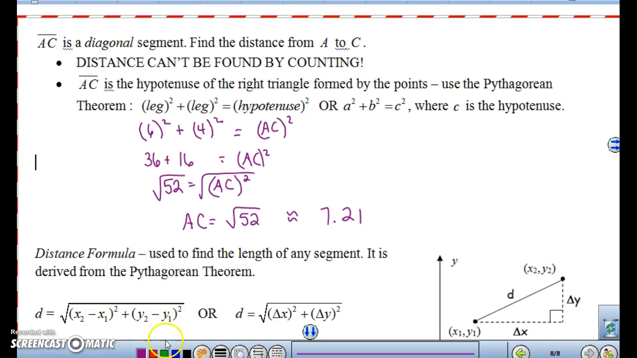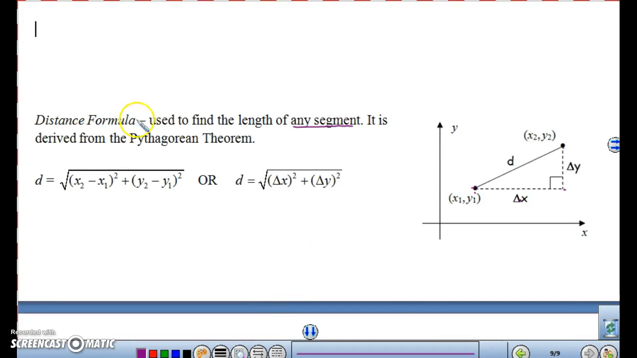Now, why did we do that? Well, what we just did is the derivation of the distance formula, where the distance formula comes from. The distance formula is used to find the length of any segment. No matter what kind of segment it is, you can use the distance formula for it. It is actually derived from the Pythagorean Theorem.